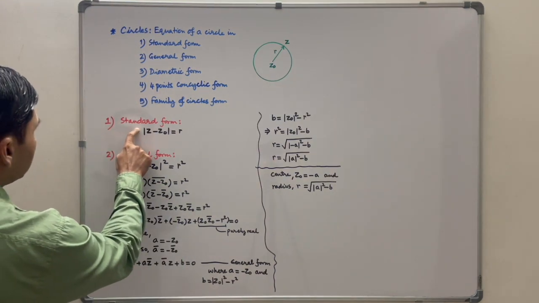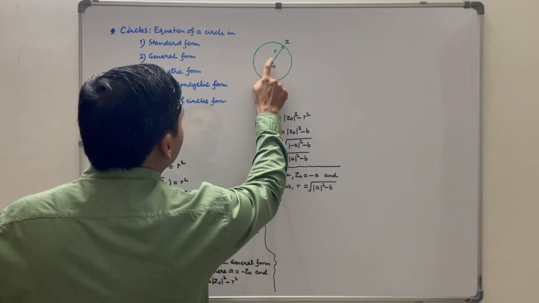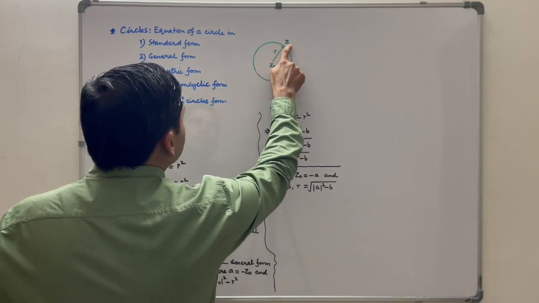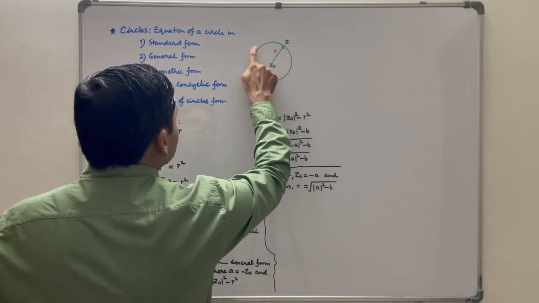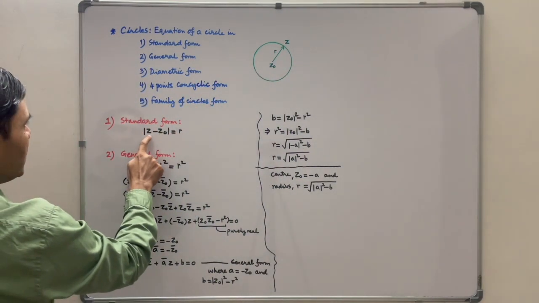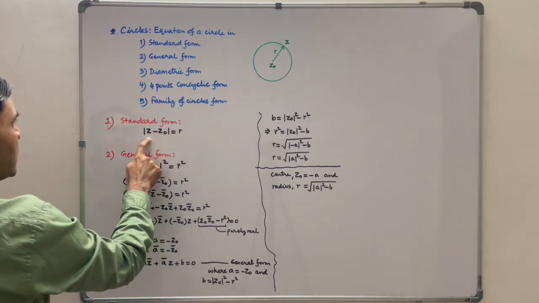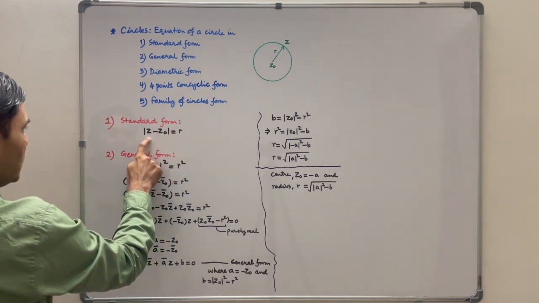First one, standard form. Consider a circle with center Z0 and radius R. Z is any general point on the circumference. So we can write mod Z minus Z0 is equal to R. This is known as standard form of the circle.